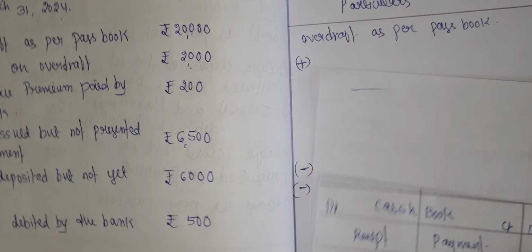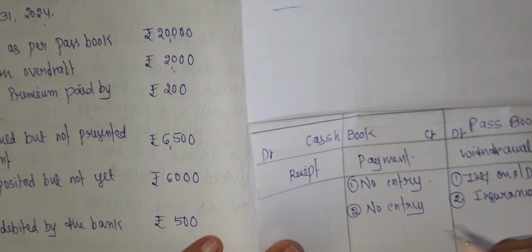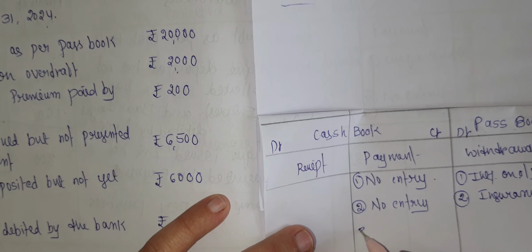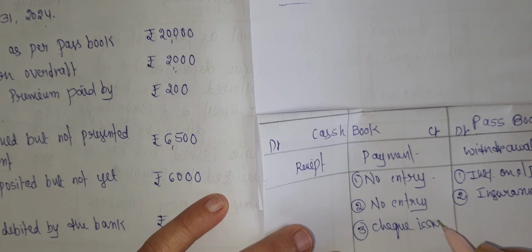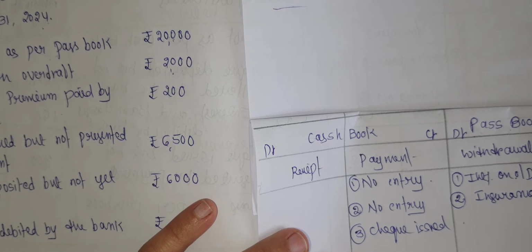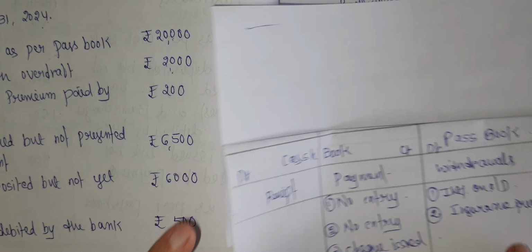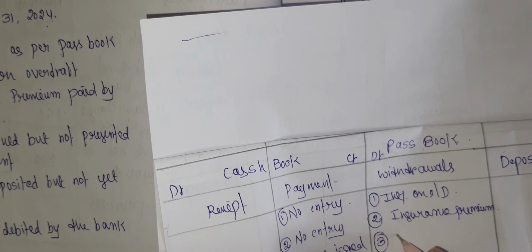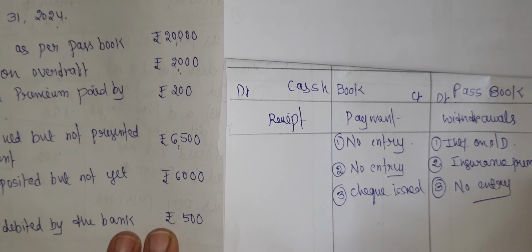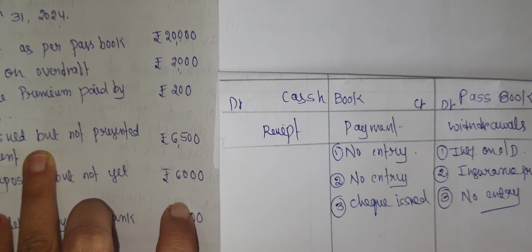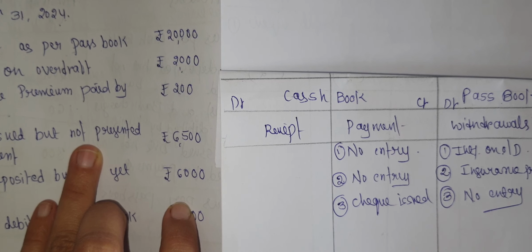Asha and company issued the check, meaning it is on the payment side. Third one, check issued but not presented for payment. Not presented for payment means in the withdrawal side there is no entry. Why? Because the checks are not presented for payment.